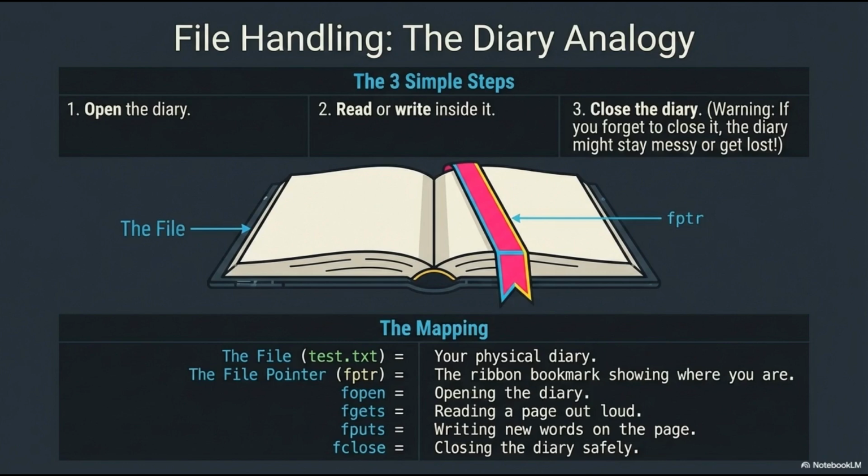So our new analogy is a simple diary, and using it has just 3 steps. You've done this 1,000 times. 1, you open the diary. 2, you either read what's on a page or you write something new. 3, you close the diary.